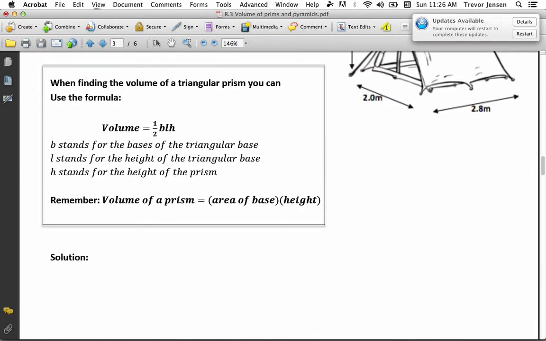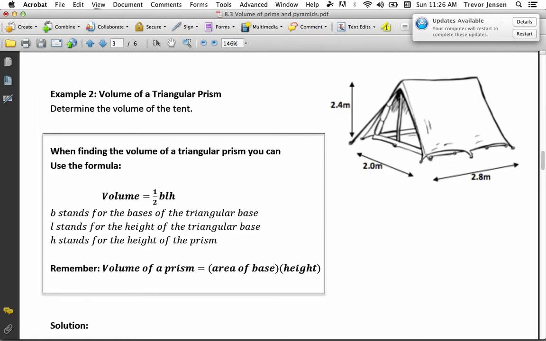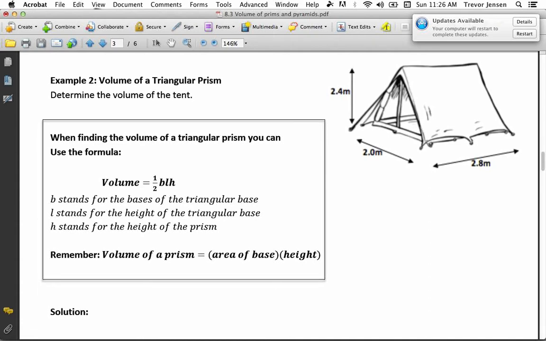Okay, let's now find the volume of a triangular prism. So I have a triangular prism here, so I know my base is a triangle. And I know that to find the volume of any prism, you have to do area of the base times the height of the prism. So that's what I have to do. And my base is a triangle in this case. I know how to find the area of a triangle.